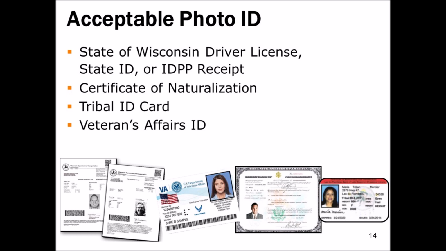Up next is the certificate of naturalization. A certificate of naturalization can be used as photo ID, but it must be unexpired and can only be used within 2 years of issuance. An ID issued by the Department of Veterans Affairs can also be used. It must be unexpired or have no expiration date. And then our last one here is that a tribal identification card can be used if it was issued by a federally recognized tribe that resides in Wisconsin. It can still be used for voting if it is expired.